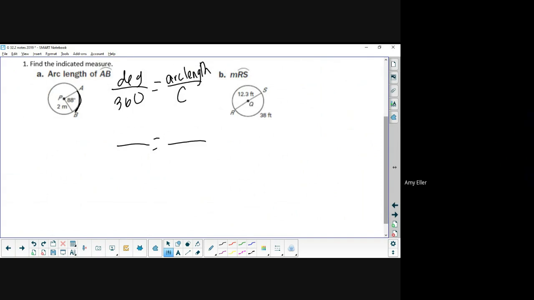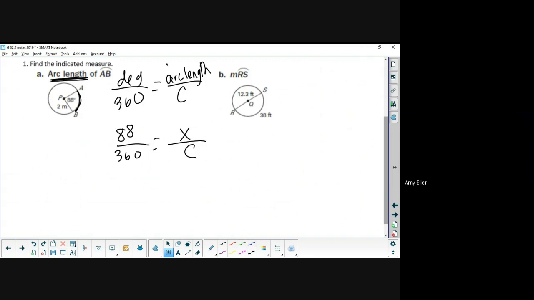Let's fill in what we know. We do know the degrees. There are 88 degrees in this slice, always out of 360. The arc length is what we don't know, so I'm going to call that what we're trying to find, arc length. Unfortunately, I also don't know circumference. If I just put C for circumference, I have two variables. That's not good.